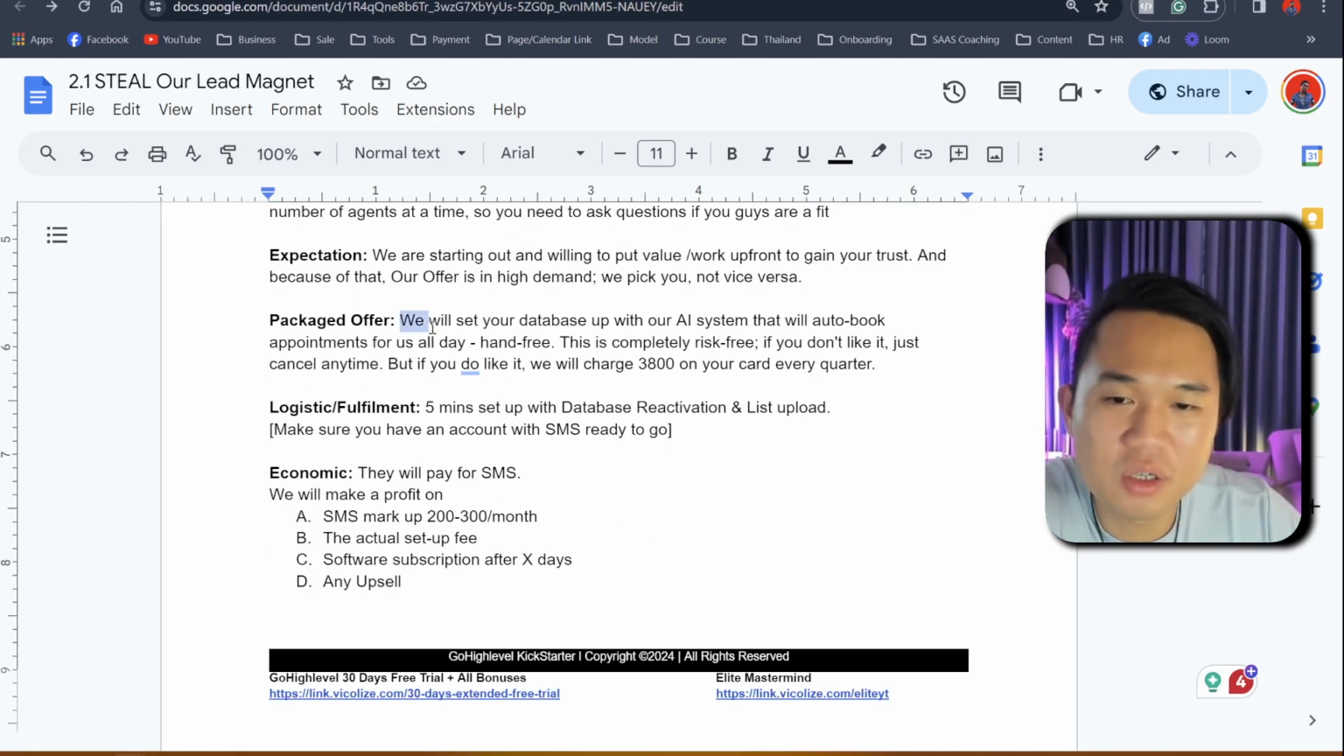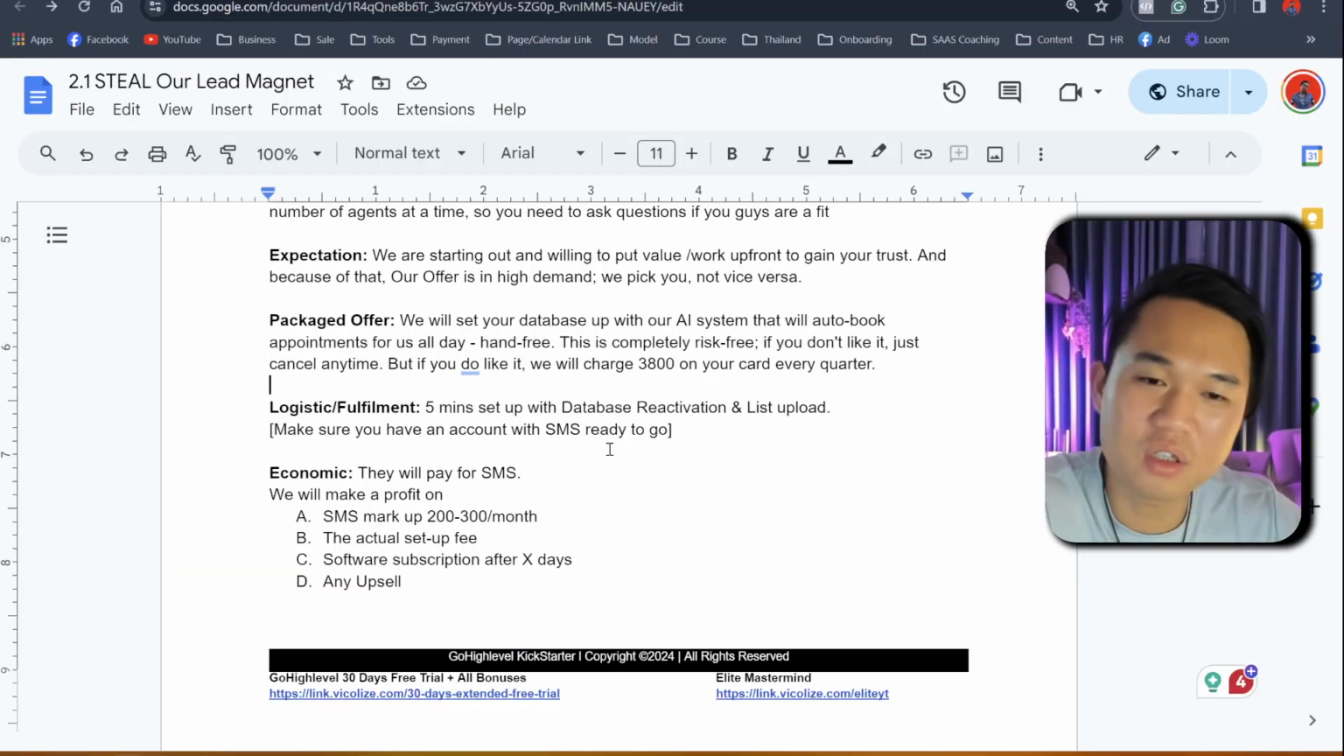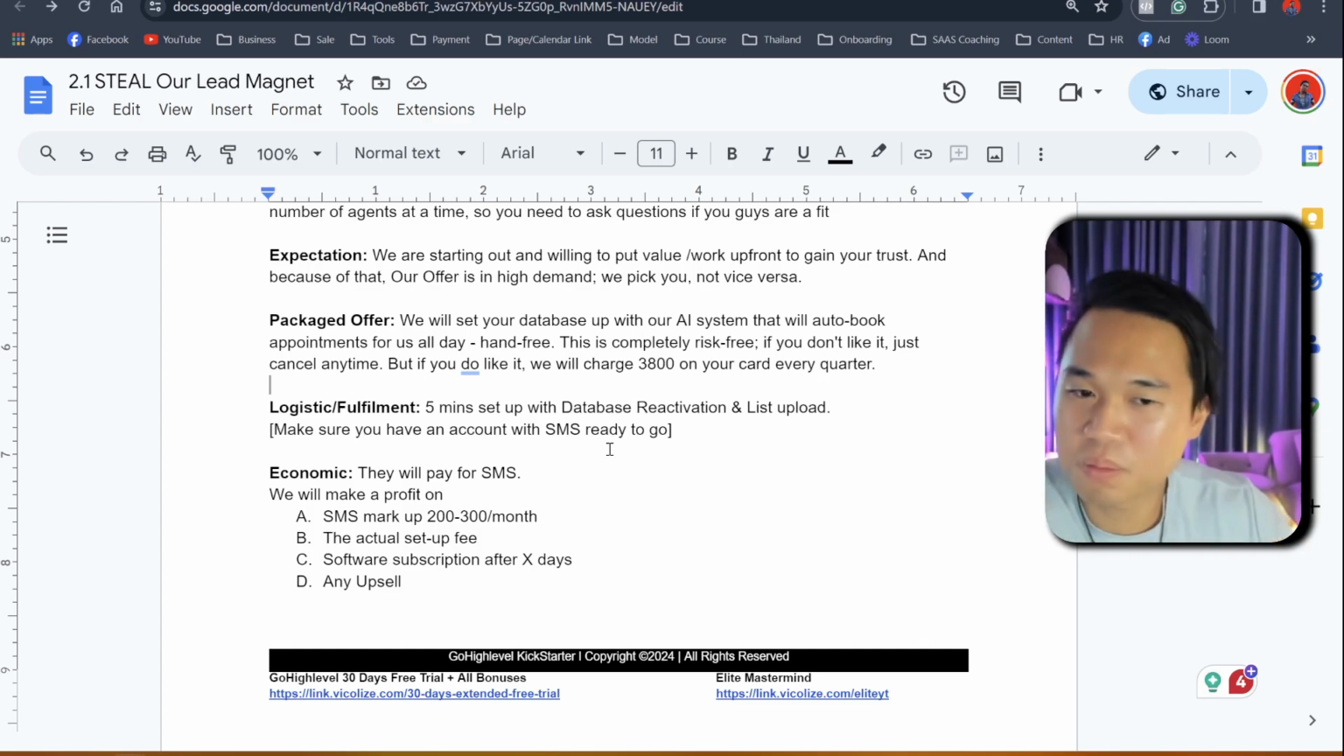So this is how you package it, right? We will set up your database with our AI system that will auto-book appointments for you all day, hands-free. It's completely risk-free. If you don't like it, you can cancel anytime. But if you do like it, we will charge $3,800 on your card every quarter. It's the same thing, so we'll probably take out the same amount of cash with this and the other offer. It's just how you say it and how you advertise it. But in terms of cash in the bank, it's probably the same.